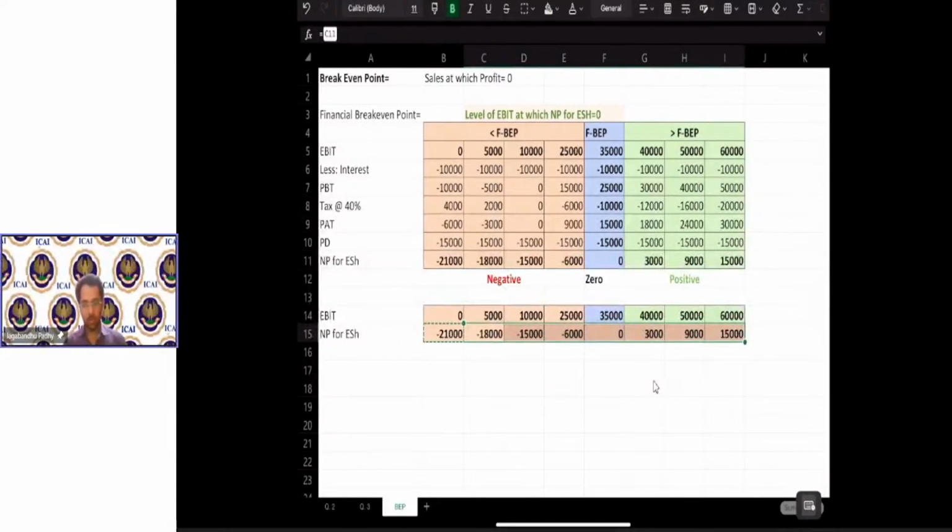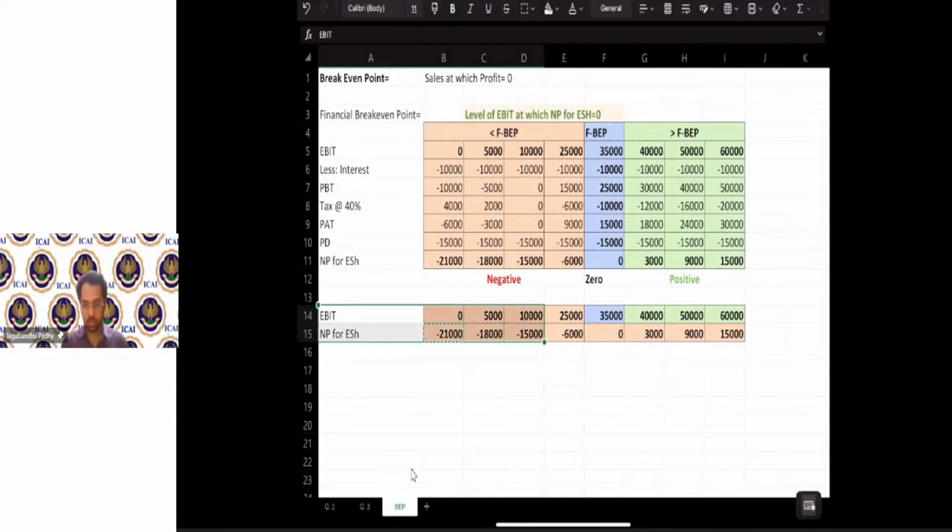Now, if I also calculate, apart from this net profit for equity shareholders, the EPS figures, the EPS will be negative on this side and positive on the other side. Let's just draw a diagram for this, for your intuitive understanding.